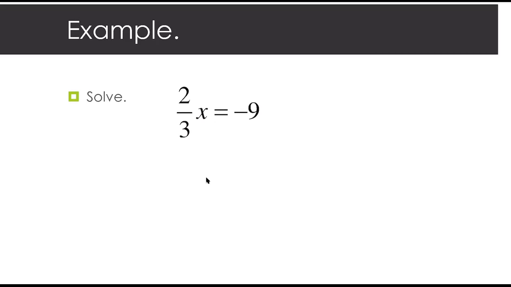Okay, so when you solve this, there's several different ways you could solve this. One way would be to multiply both sides by the reciprocal. So you could multiply both sides by 3/2. Then your 3/2 and your 2/3 would cancel, and you would have x equals -27/2. Again, -27/2 would be your answer, your solution.